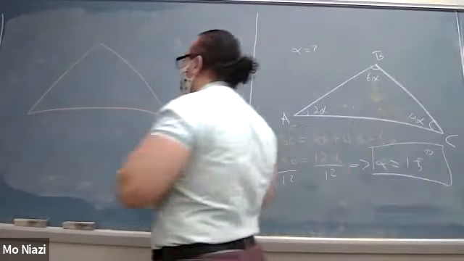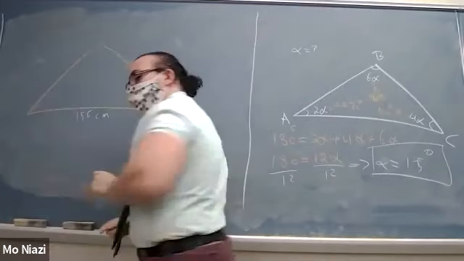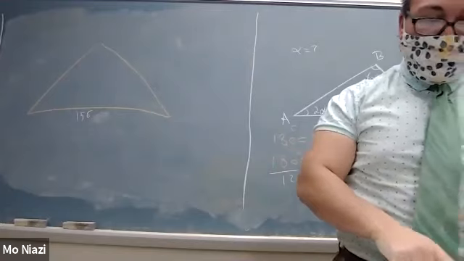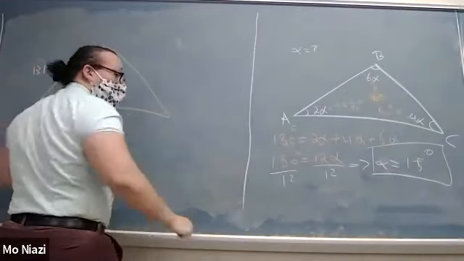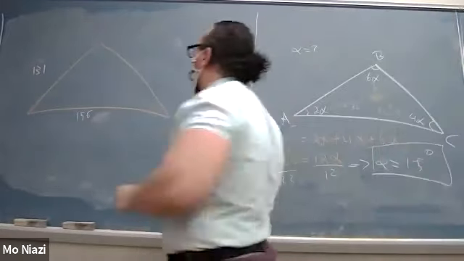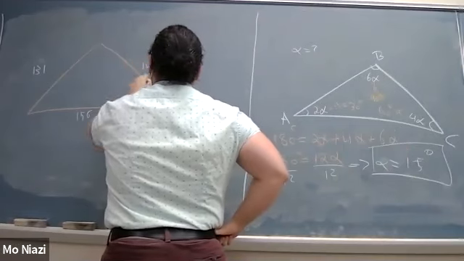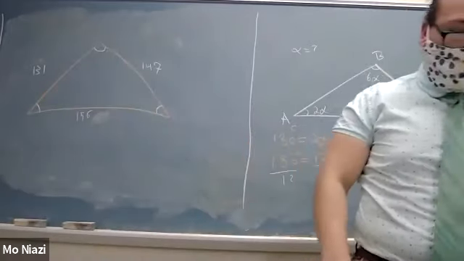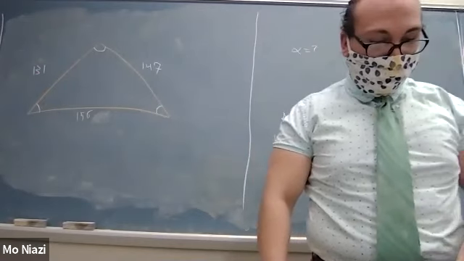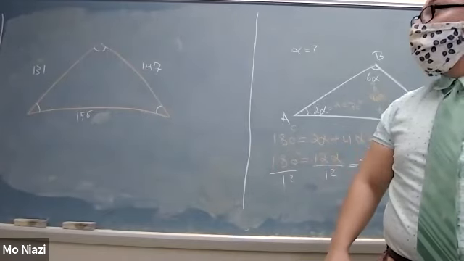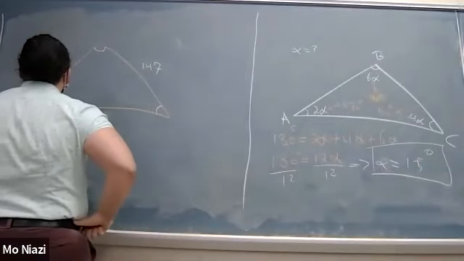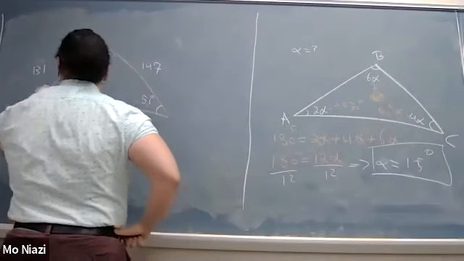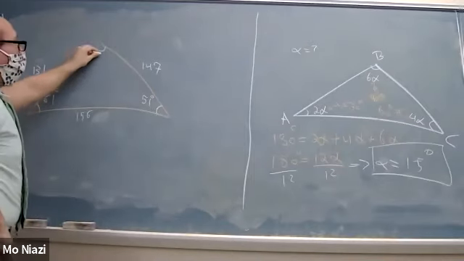156 centimeters. Hey, you know what? We don't really need to put the units. 131 centimeters. And 147 centimeters. And let's say that they have these associated angles here. 51 and 61 degrees. What is this value? Theta.